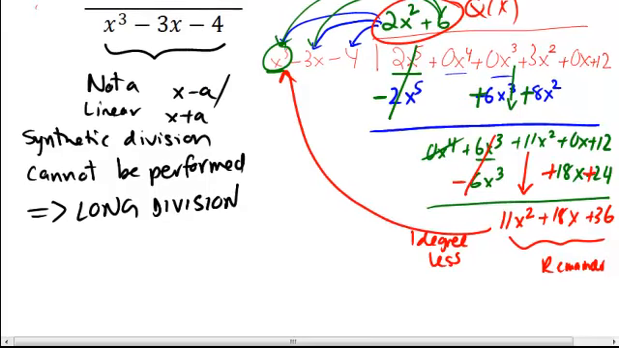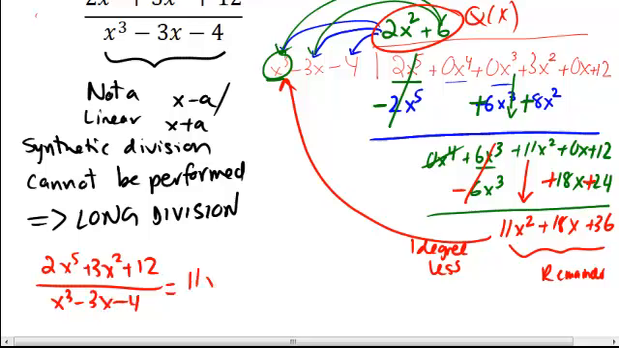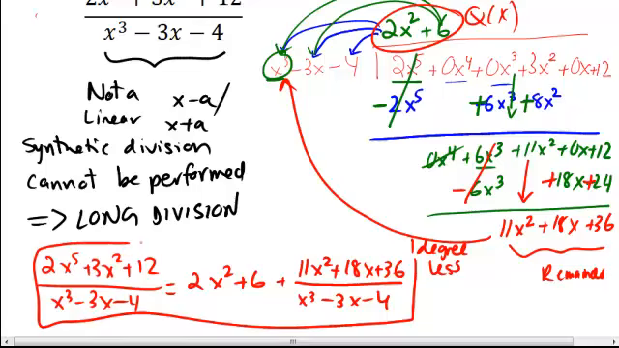So our division algorithm: 2x to the fifth plus 3x squared plus 12 divided by x cubed minus 3x minus 4 is equal to the quotient, 2x squared plus 6, plus 11x squared plus 18x plus 36 all over x cubed minus 3x minus 4. That's one version of it.